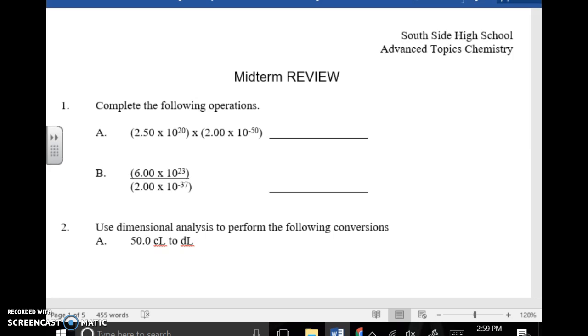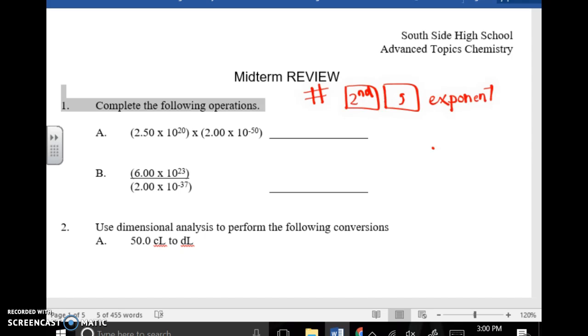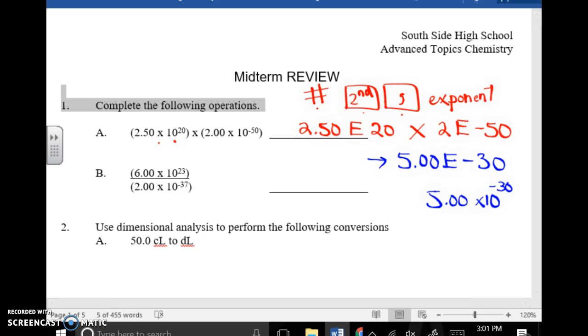Number one, A and B, these are calculations which you can do using your EE key. Remember how we do that. If you would like to put in 2.50 times 10 to the 20th, you put in the number 2.50, hit second, comma, and then enter your exponent, which would appear as 2.50 E20. That's how the display would look. And you're going to times that by the other value. So 2, second comma, negative 50, and we get an answer of 5 E negative 30, which really means 5 times 10 to the negative 30th.